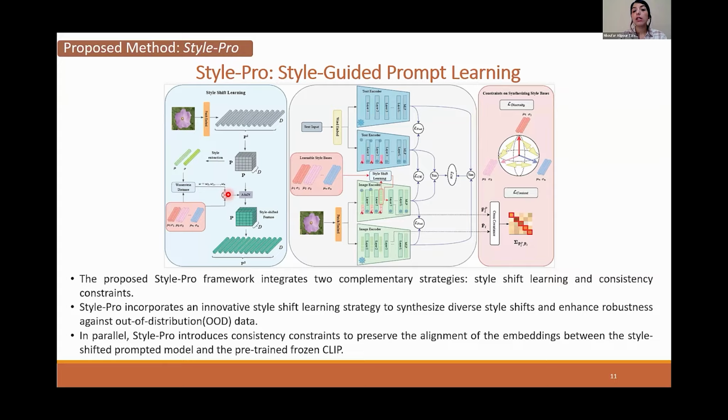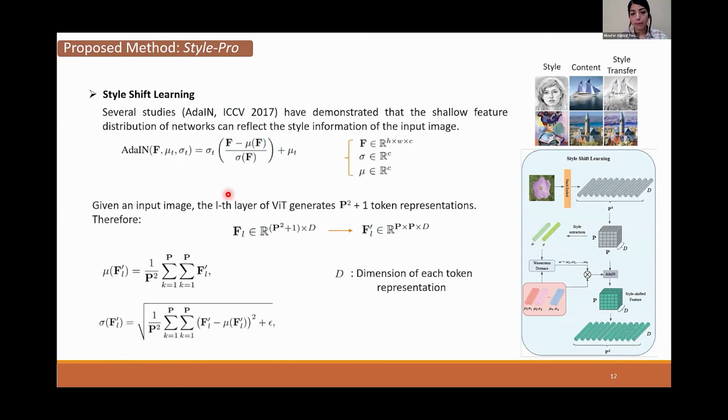The other thing is style shift learning. We know that engineers and researchers, when they want to make their network robust, utilize augmentation approaches like random cropping, flipping, or adding, for example, Gaussian noise to the samples. However, these are not good enough for real-world scenarios. So in this work, we are proposing another approach.